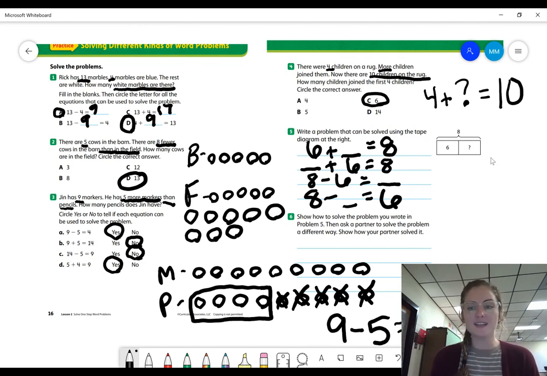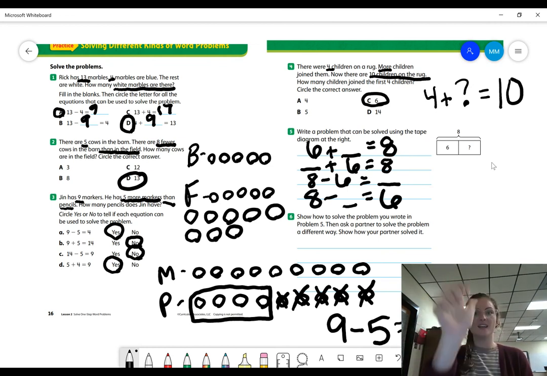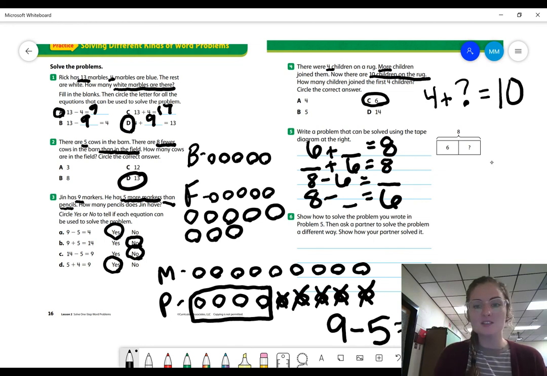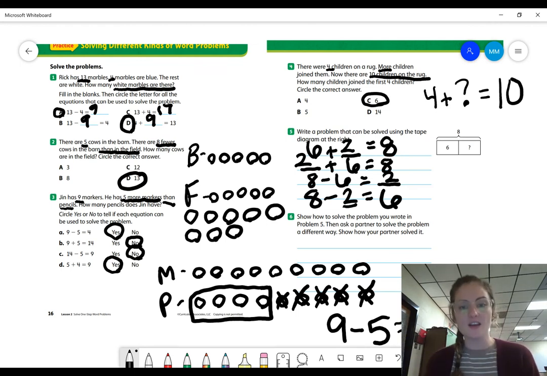So what can I do to find this missing part? Can count on, right? So I'm going to start where? I'm going to start at 6 and count to 8. All right, here we go. 6, 7, 8. What was our missing part? 2. So 6 plus 2 equals 8. 2 plus 6 equals 8. 8 minus 6, 2 left over. 8 minus 2 with 6 left over.